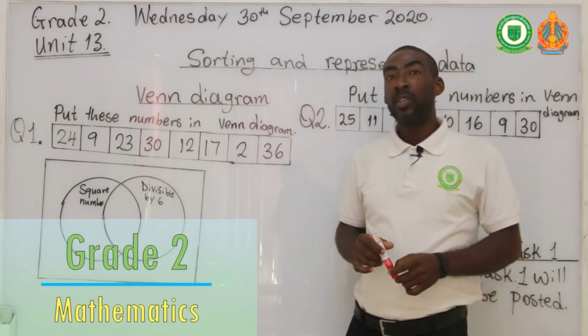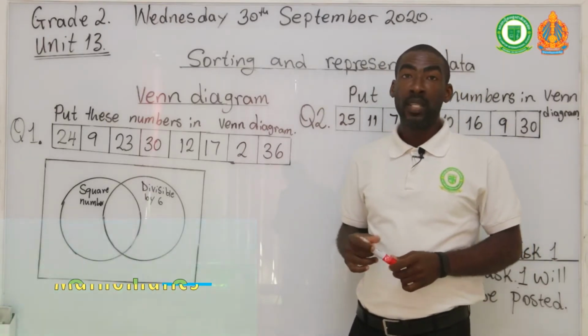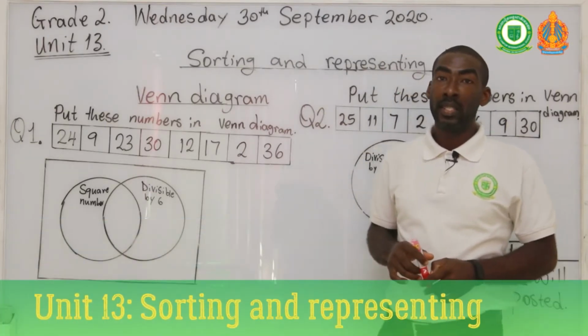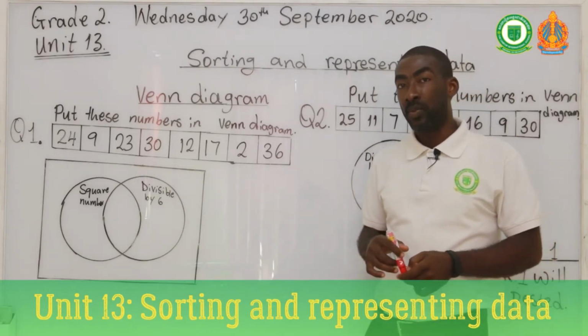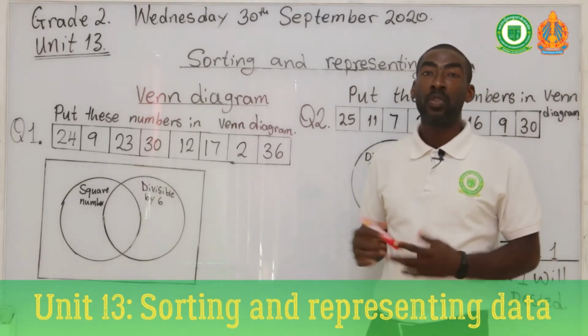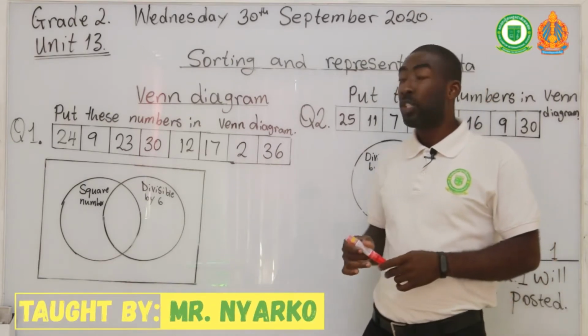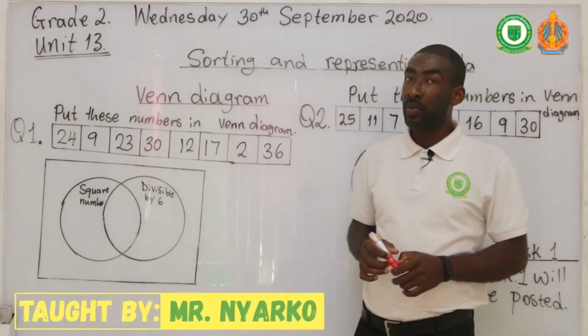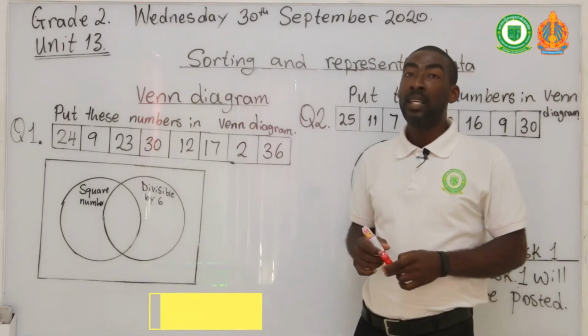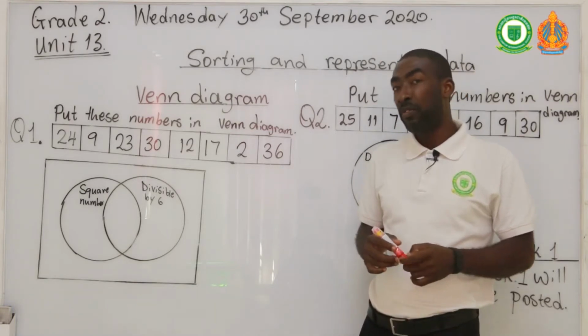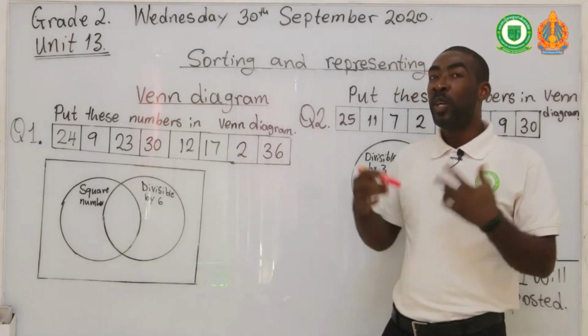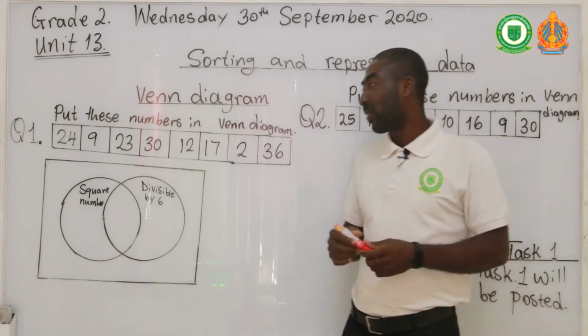We are continuing our lesson from Unit 13. We are doing sorting and data, representing data as well. We are using Venn diagram to sort and represent our data for today. This is a continuing lesson from last week, so I believe that it is going to be easy and straightforward for everyone to understand today as well.